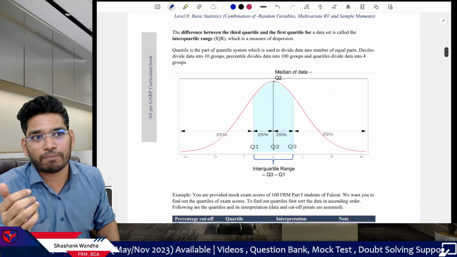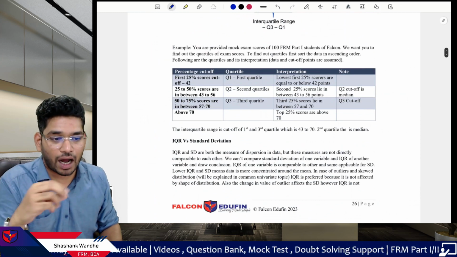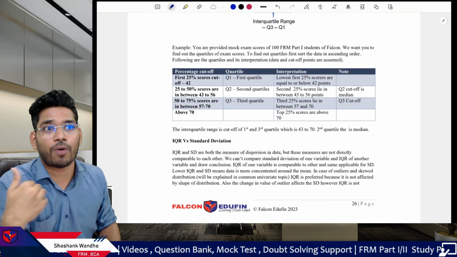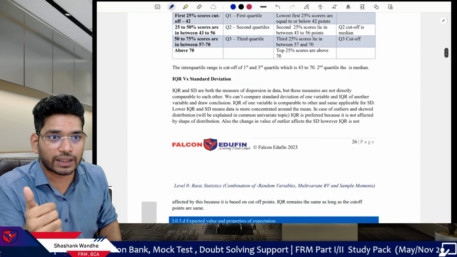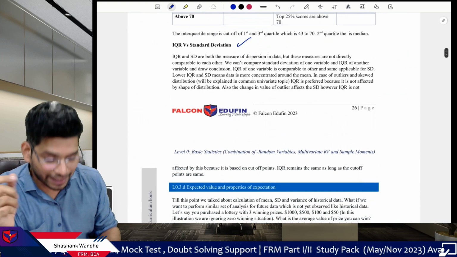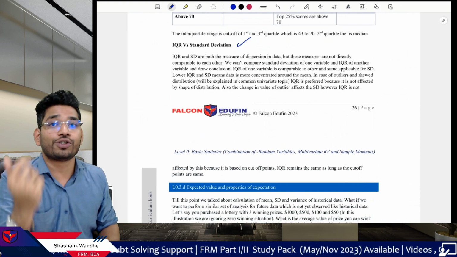Then the meaning of median, quartiles, and everything. So learn and remember how the quartile is defined. Very important. I have already added a table for you so that you don't miss the important point. And again, very important discussion. GARP likes to test this, the IQR and standard deviation. IQR versus standard deviation, when you should use which one.